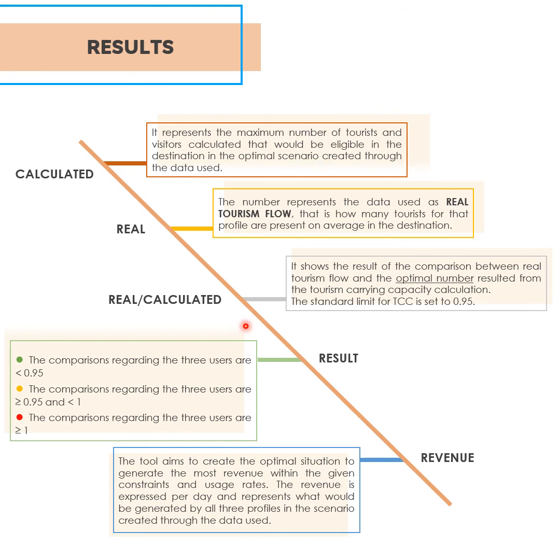Subsequently, the third column presents a coefficient resulted from the tourism carry capacity calculation. The standard limit is set to 0.95. Based on this coefficient, a color will be assigned to user profiles as shown in the fourth column. Finally, the revenue that will be daily generated by all 3 profiles in the optimal scenario created through the data used can be found on the bottom.